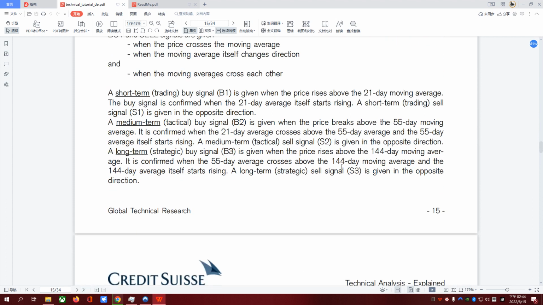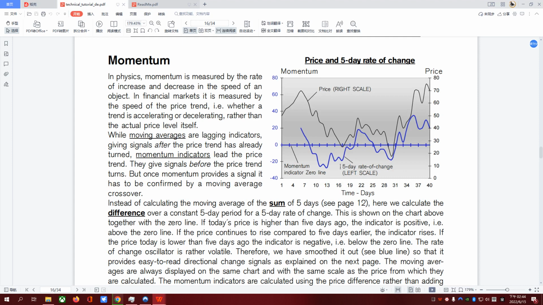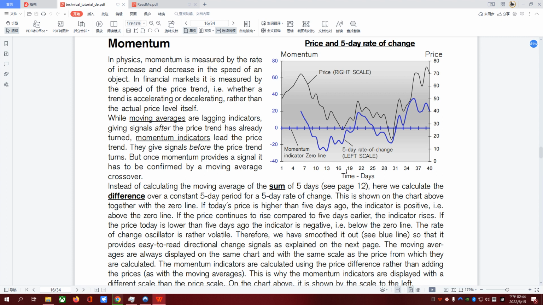So it's very important when you are using moving averages to use as many moving averages as you can, so you can be sure of the precise direction that the stock is heading.